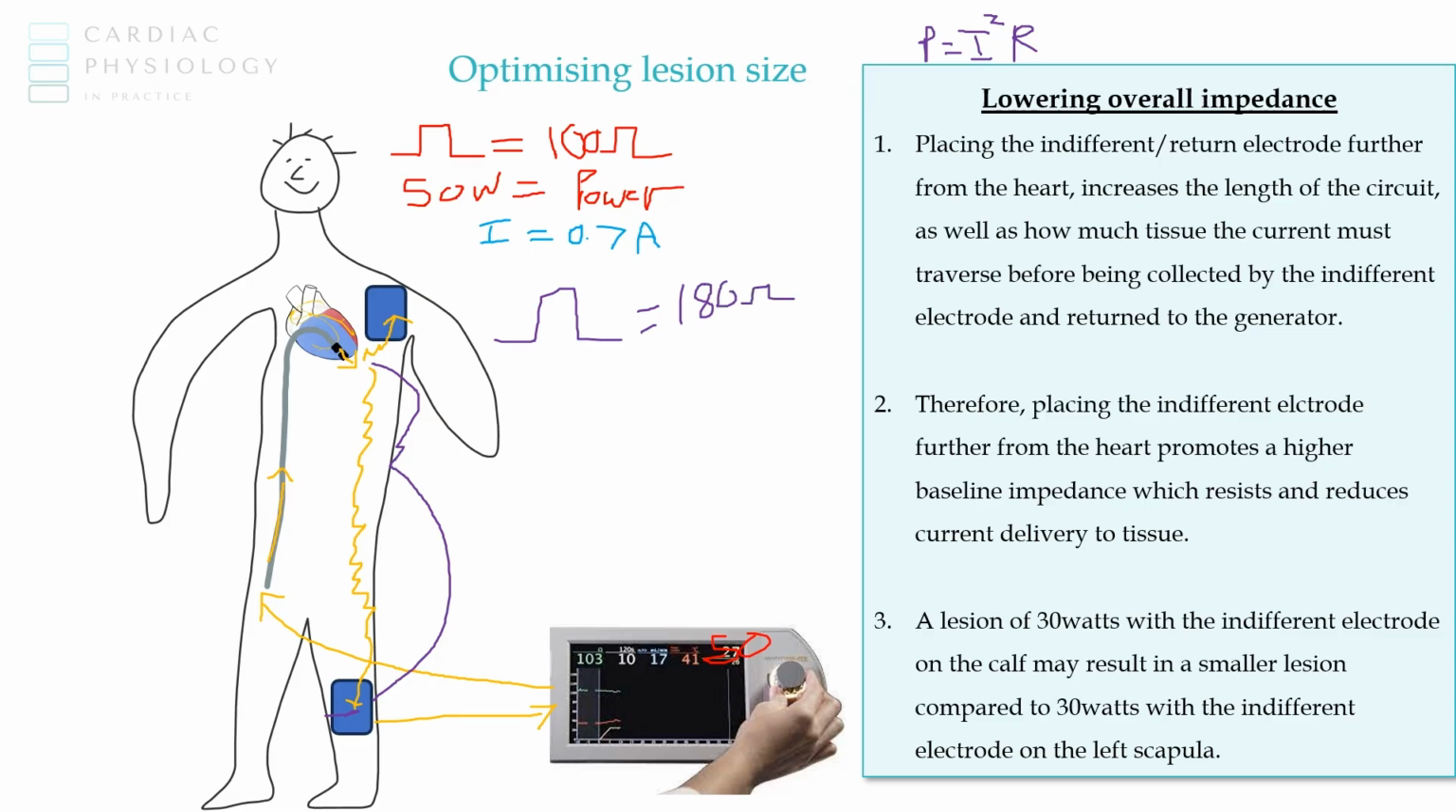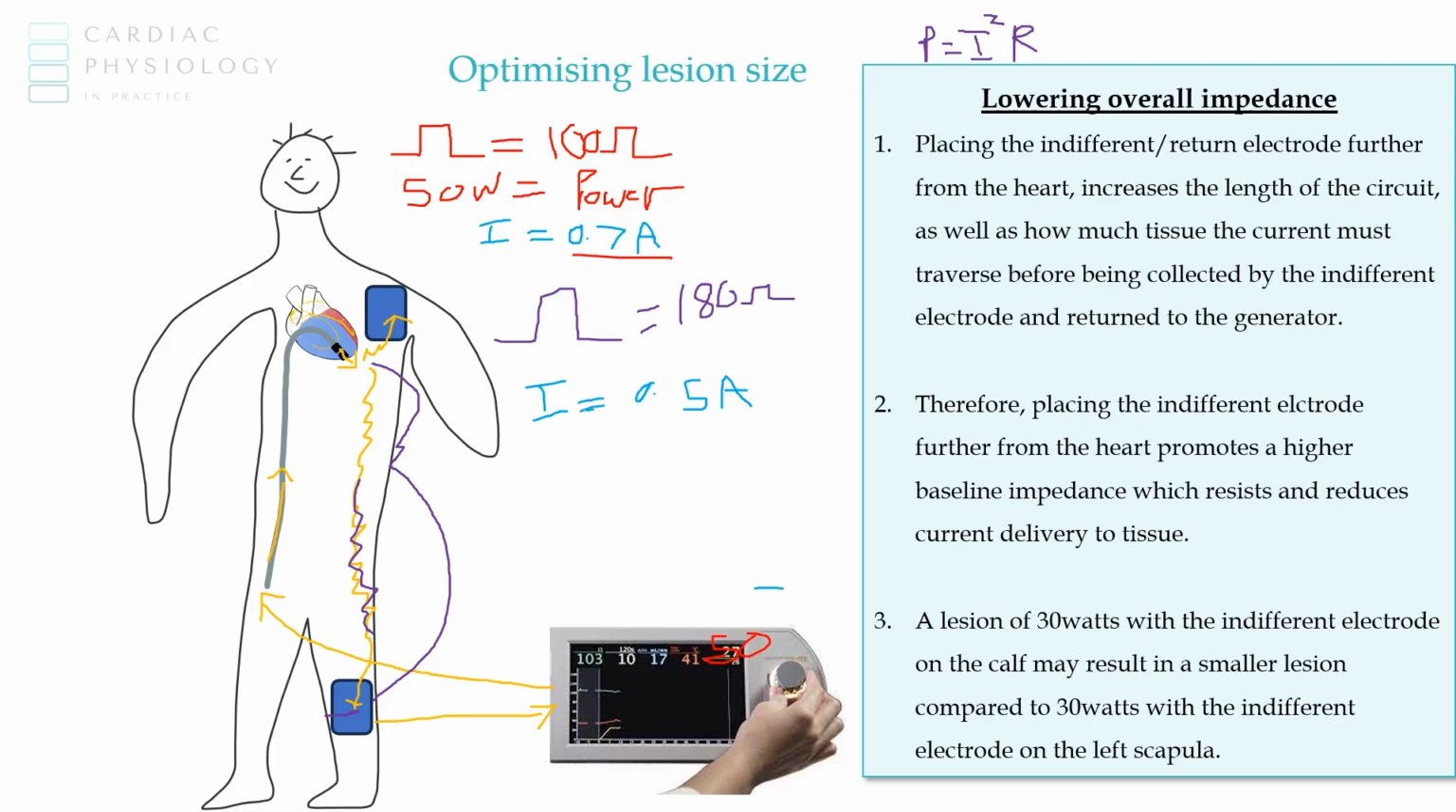Now previously, we were happy with our 50 watt lesion size. But what that means is resistance to current flow is a lot more. There's a lot more resistance happening to current flow here. Because there's a lot more resistance happening, that means that less current is actually delivered. So instead of 0.7 amps of current, we're actually delivering somewhere around 0.5 amps, which is about a 30% reduction in current delivery. So we're delivering 30% less current.